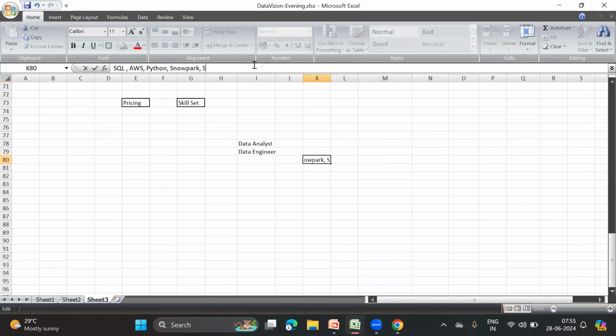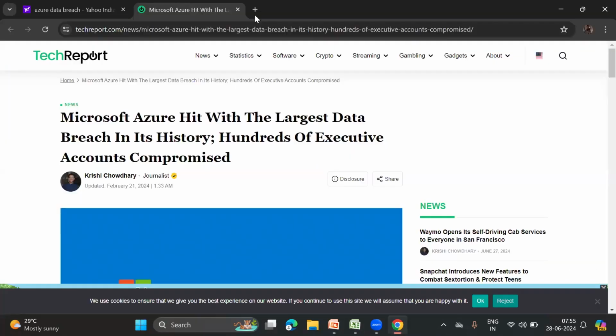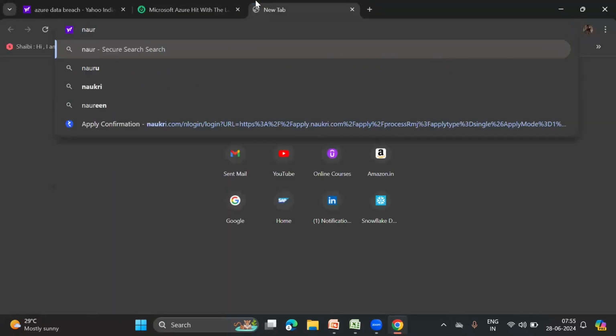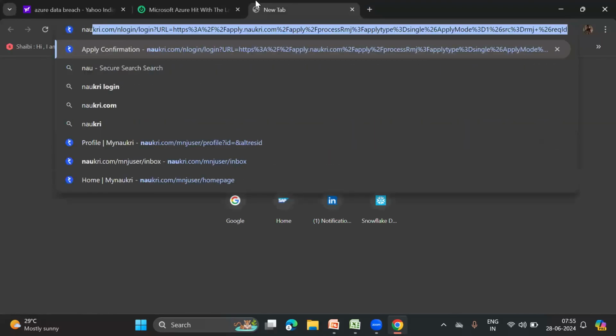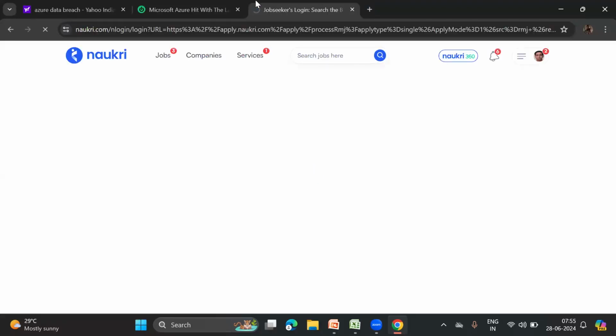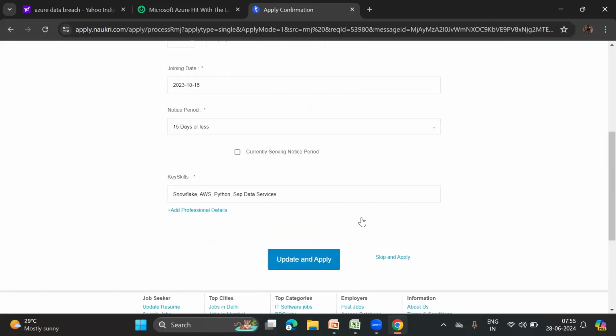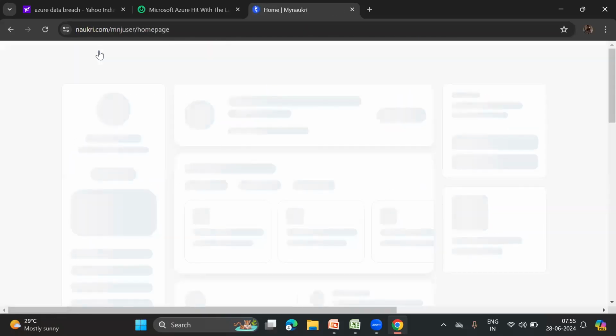Can you open Naukri once, if you don't mind? Yeah, sure. We just wanted to see how the job market is in Naukri for this profile. I don't know which job I will have.